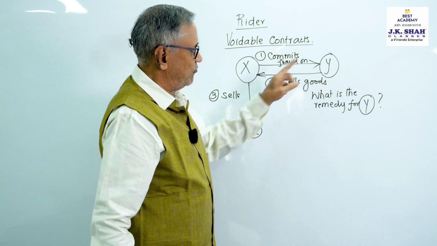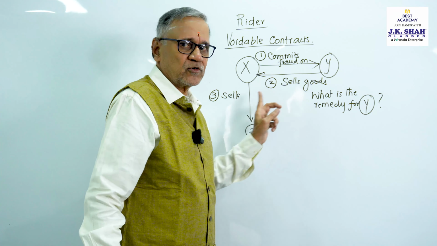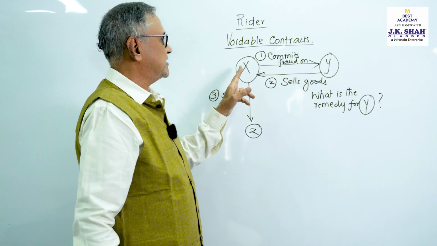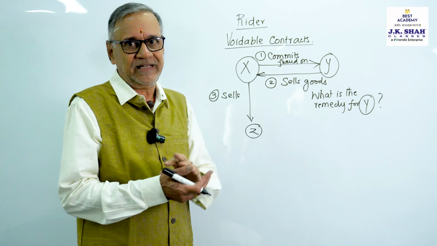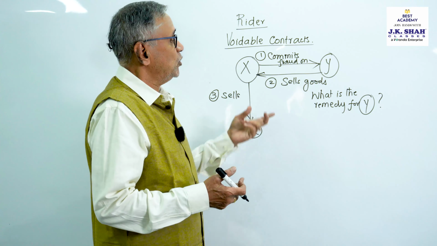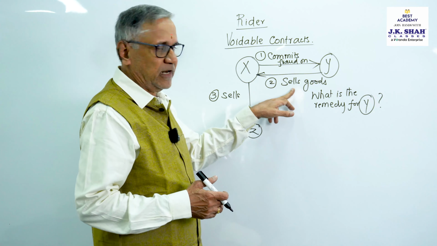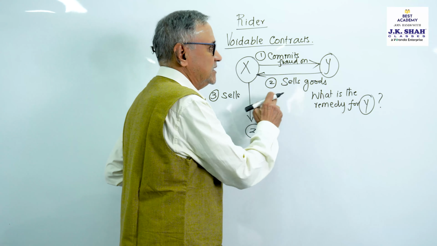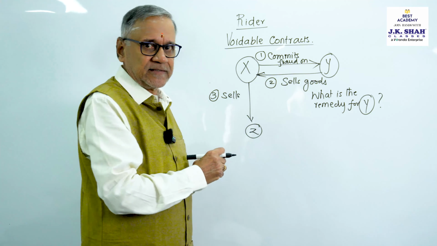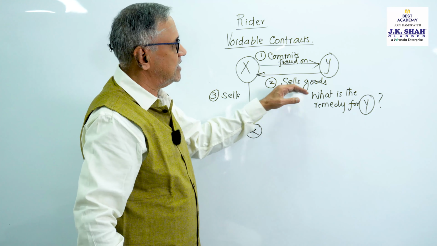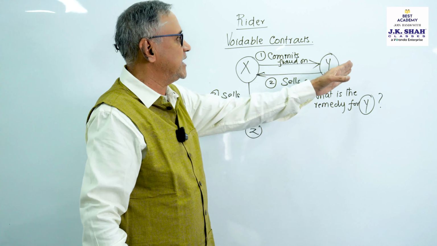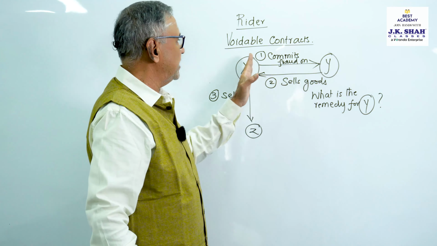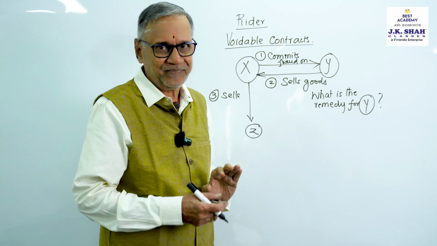X commits fraud on Y, Y sells the goods to X. Does Y know that X has committed a fraud on Y? That is not known to us. You have to find out from the given what is not given. Now, what is the second step? Y sells goods to X. The fact that Y sells goods to X means that Y is ignorant of the fraud. That means he doesn't know X has committed a fraud on Y.